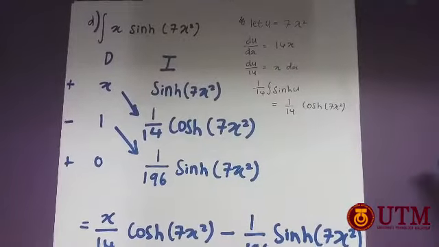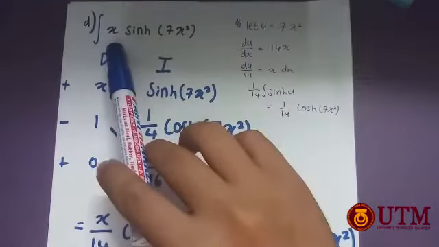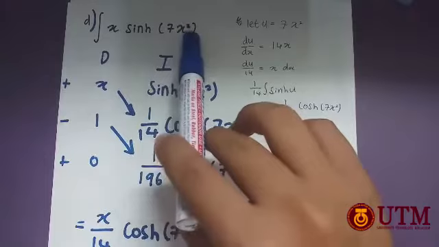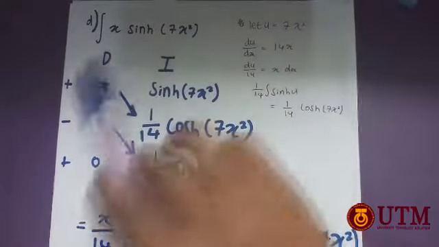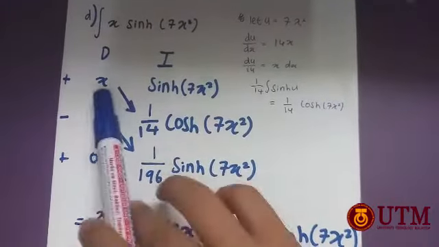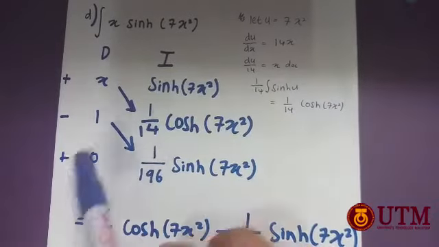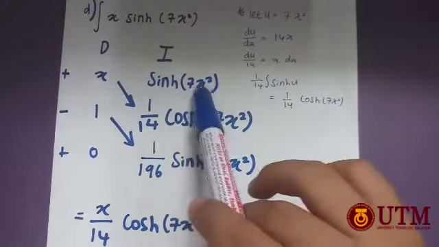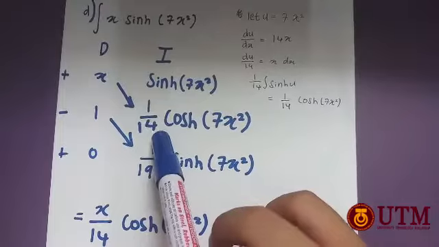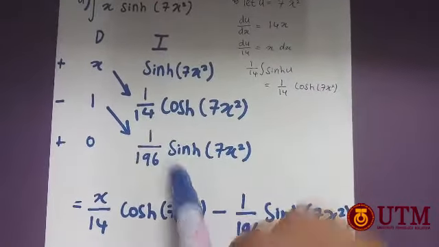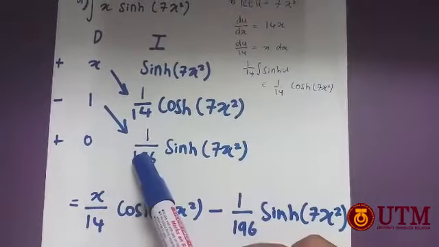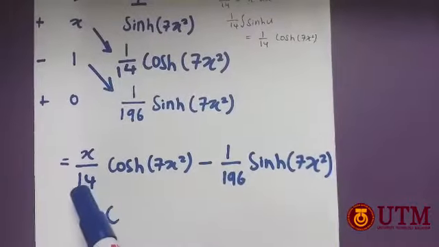For question 23d, we need to integrate x hyperbolic sin 7x square. So we are going to use the tabular method. Differentiate x into 1, 1 into 0, integrate hyperbolic sin 7x square equals to this, and integrate again equals to this. So we just multiply like this, and then we get the answer.